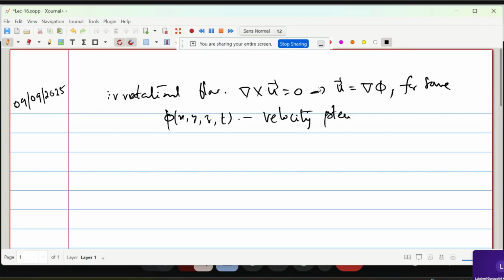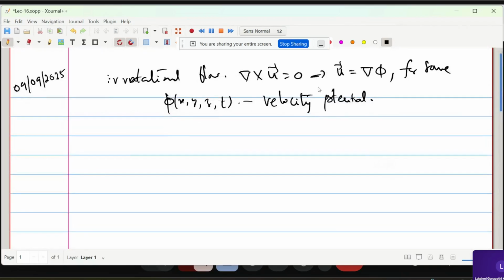For example, the external force by the gravitational force, that is called the external force potential. Whatever you are writing, gradient of G z, that is basically a potential you may call the external force potential. And this is your velocity potential, because U is represented as grad of some scalar function.